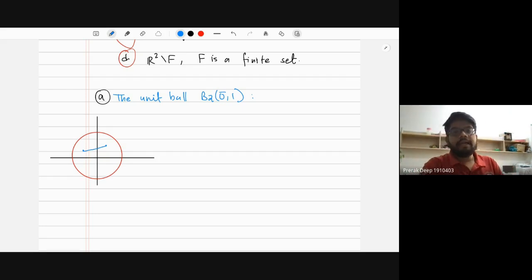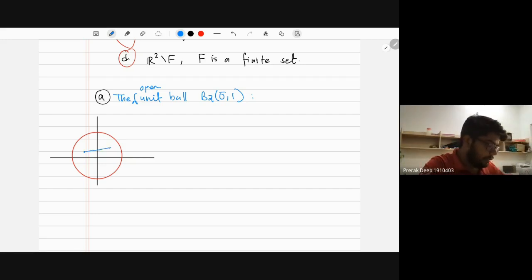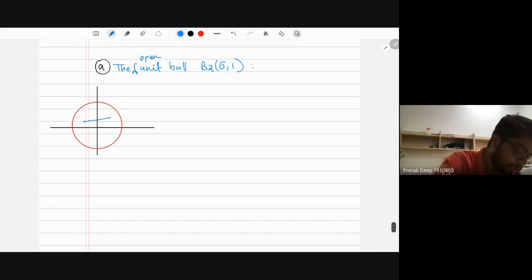So what do we mean by that? Given any 2 points, there is a straight line joining them which is contained inside the convex set. Discs are convex, and this time we are working with the open unit ball. The closed unit balls are also convex. And how do we prove that it is convex? You just need to say that given any 2 points, there exists a straight line joining them.